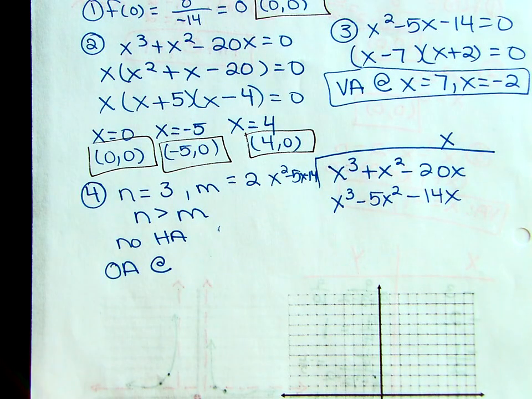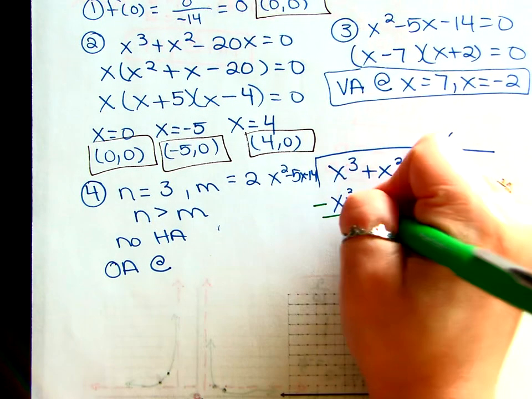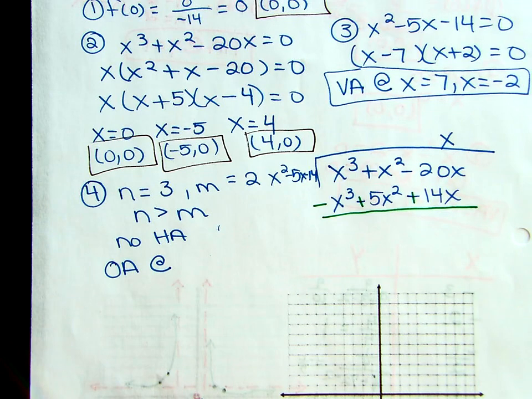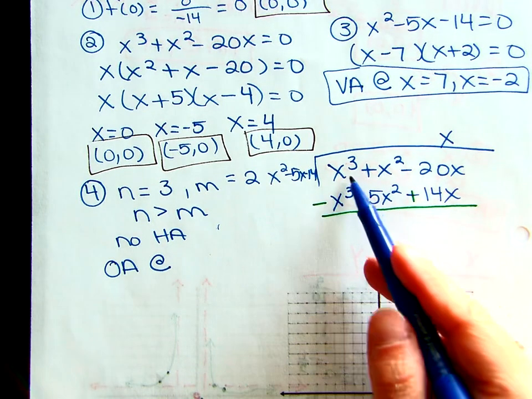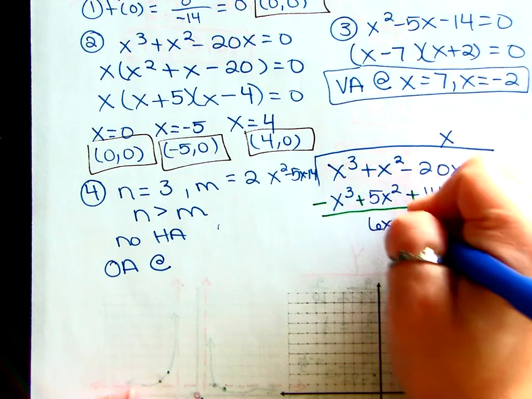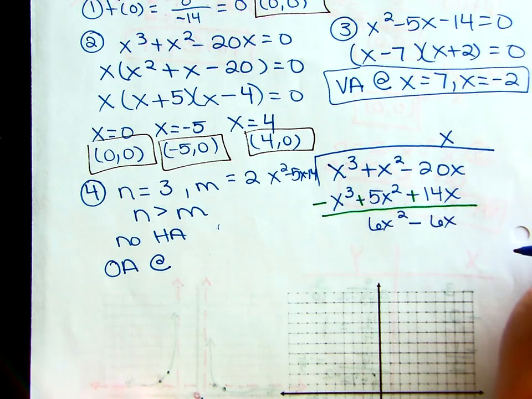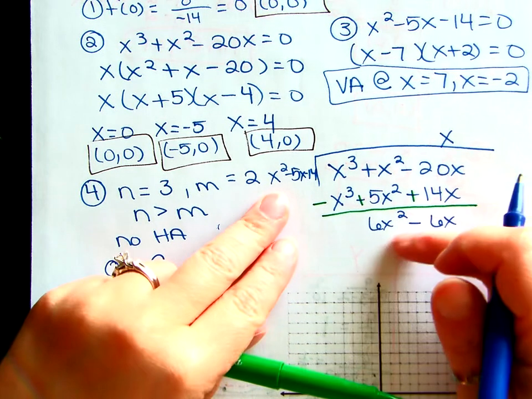Then we draw the line, change the signs, so that our x to the thirds go away. We have 6x squared minus 6x, and there's nothing left to bring down. So what do I multiply x squared by to get me to 6x squared?